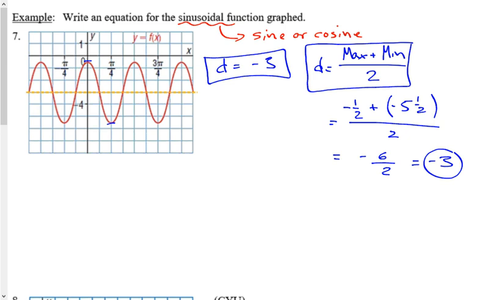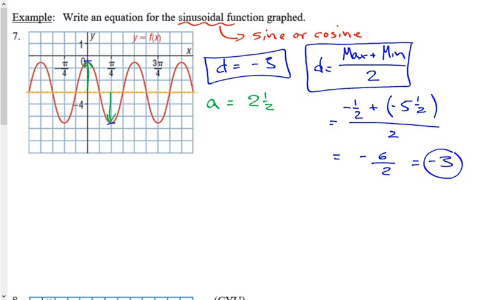Next, let's look at the a value. A value is amplitude. So I want to look from here and say, oh, how far up does it go? How far down does it go from the center? And it looks like 2.5. Could write it as 5/2, could write it as 2.5. Again, if we're given a graph, it's relatively easy to see.